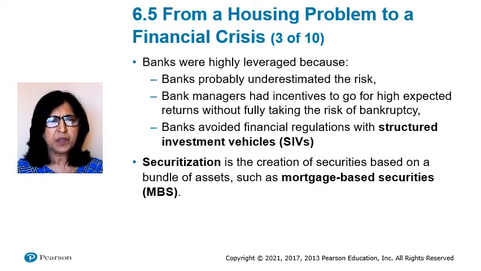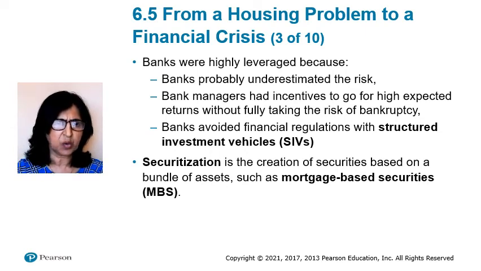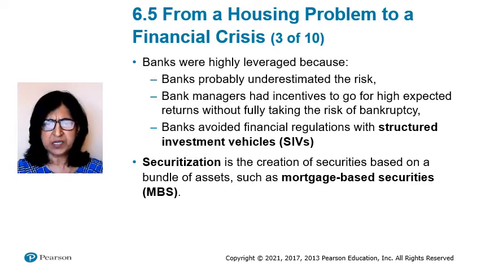Leverage. In the previous section, we saw that high leverage, illiquidity of assets, and liquidity of liabilities all increase the risk of trouble in the financial system. All three elements were present in 2008, creating a perfect storm. Banks were highly leveraged because banks probably underestimated the risk. Bank managers had incentives to go for high expected returns without fully taking the risk of bankruptcy into account.